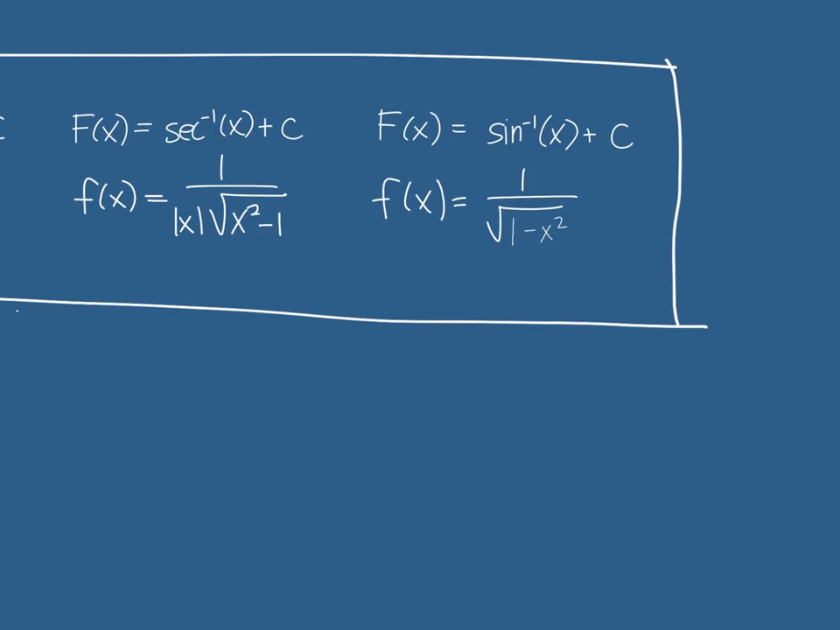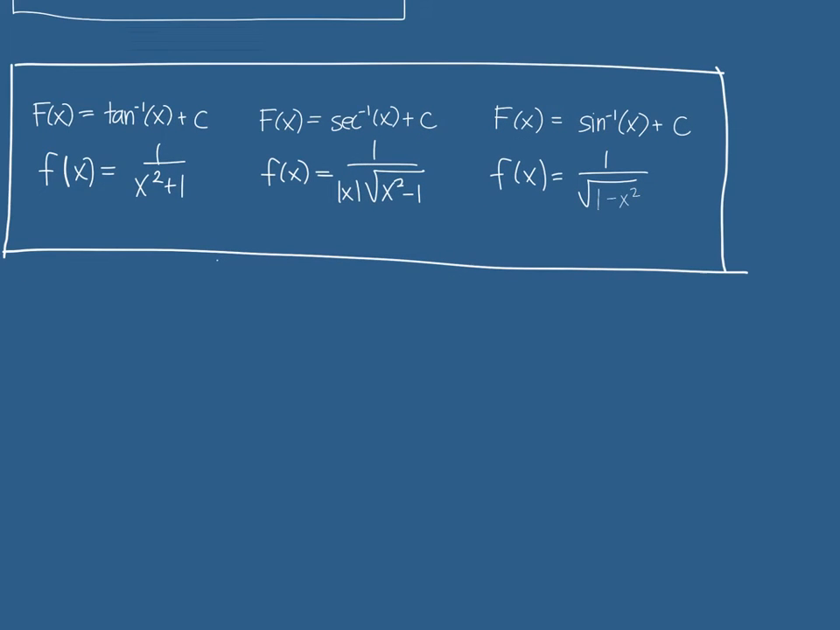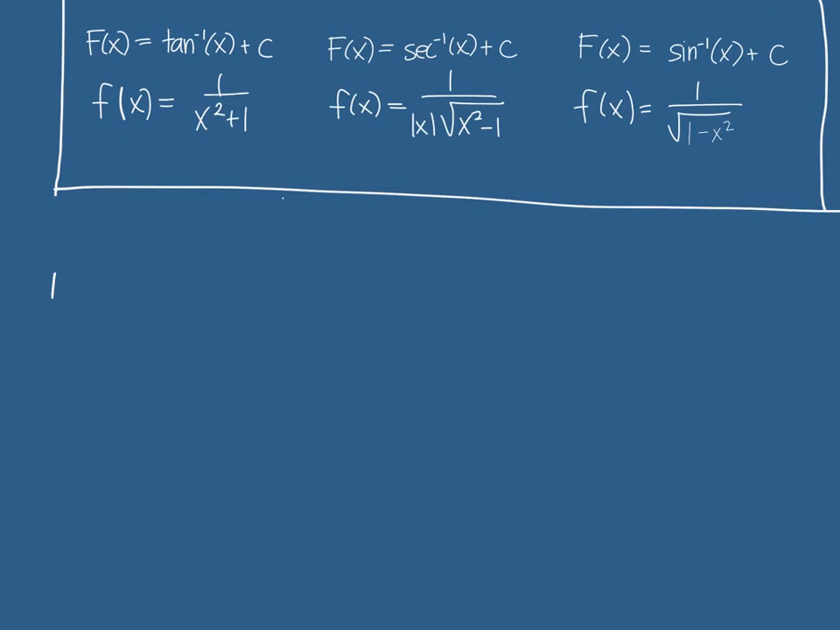Okay. Once you have these, the rest of the homework is just drill and practice, drill and practice, drill and practice. So let's try. Here we go. If you are given f of x to be e to the negative 3x, and you're asked to find the capital antiderivative of that.